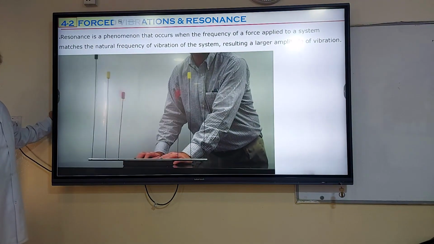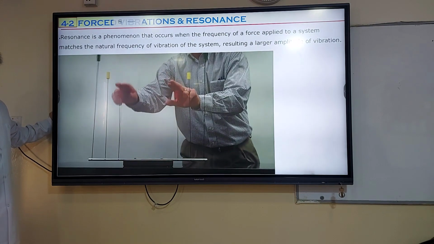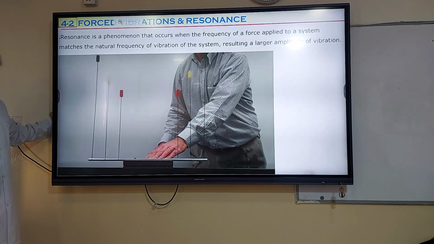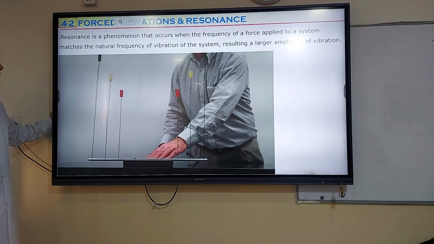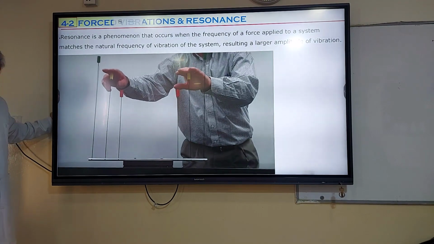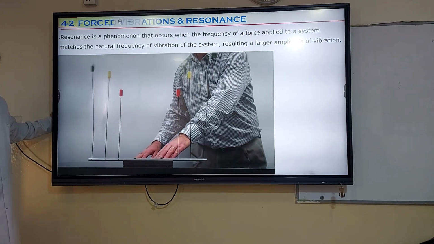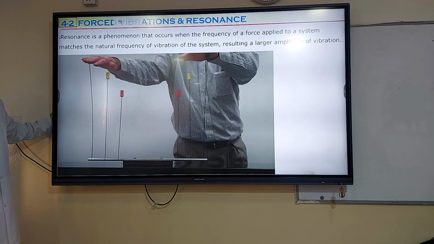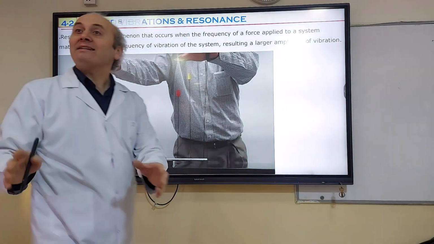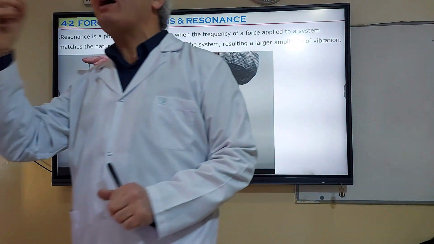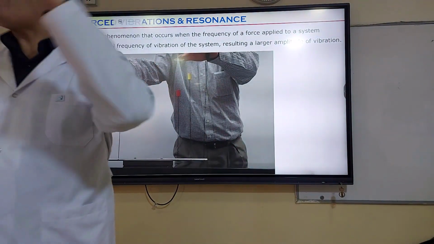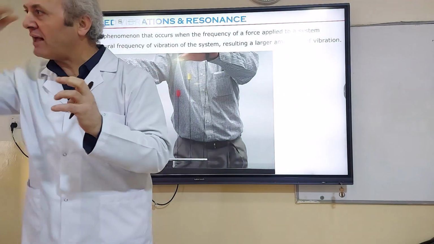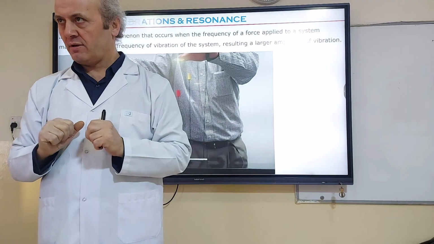Red and red. Yellow and yellow. They are all forced, but yellow and yellow are in resonance. Green and green. Clear? Resonance, as I said, if you want to transfer energy from one system to another system, you should set up resonance between them. If this happens, you can transfer energy from one system to another very efficiently. Okay?